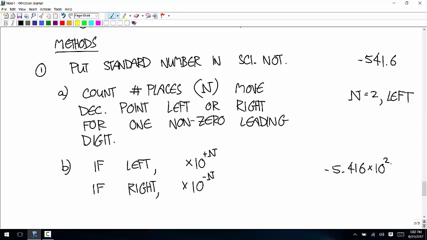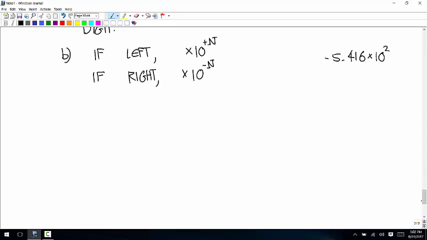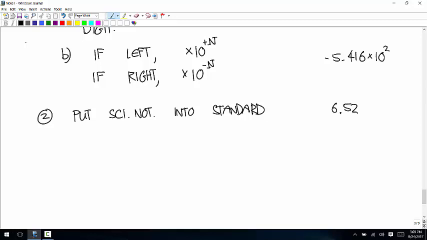Any questions about that? And then the second method we need is to put a number in scientific notation into standard notation. For this one, my example number will be 6.52 times 10 to the minus 4.